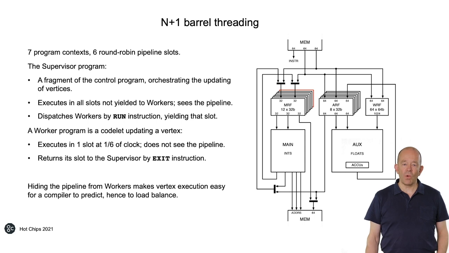The supervisor dispatches a worker by executing a run instruction, and in so doing relinquishes that execution slot to the worker. The worker thread runs one codelet. That is, it updates the state of a vertex of the compute graph. Codelets run to completion, terminating with an exit instruction, which returns the slot to the supervisor. What's the point of all this? Well, the workers run at 1/6 of the chip clock, and therefore can't see the pipeline. Memory accesses, branches, big floating point all appear to take one cycle per instruction. This makes codelet execution simple for the compiler to predict, which makes it easier to load balance the whole graph program across this massively parallel machine.